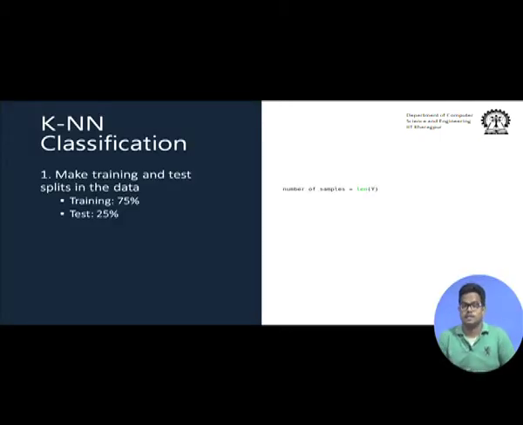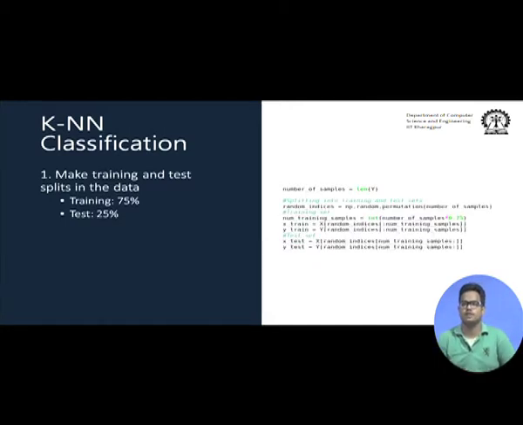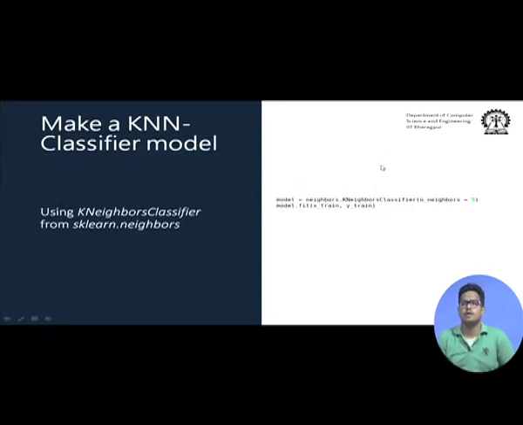The first task is to split the available data into training and test segments. So we randomly choose 75% of the data that is available to us for our training set and save the remaining 25% for the test set. This part of the code which you see on the screen describes how to do it in code. The next step is to go ahead and make the K nearest neighbor classifier.